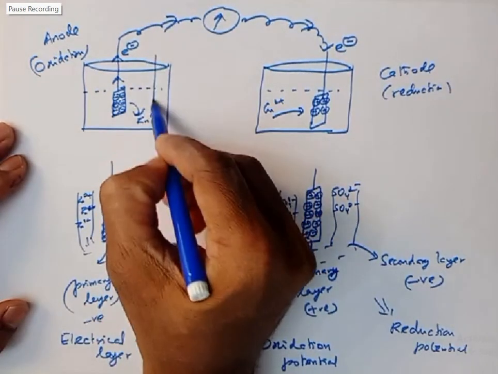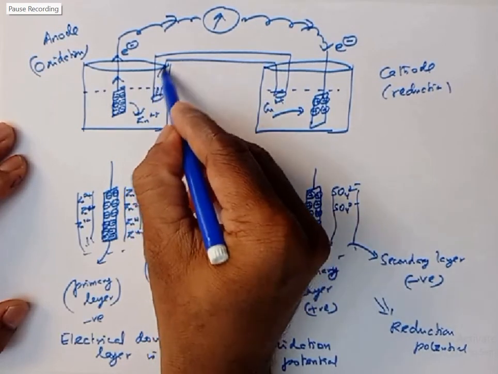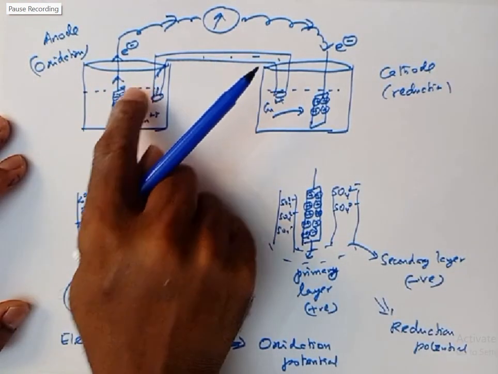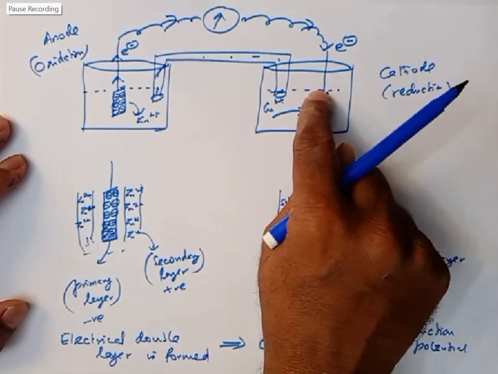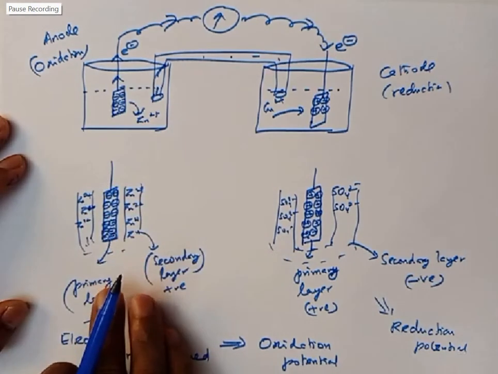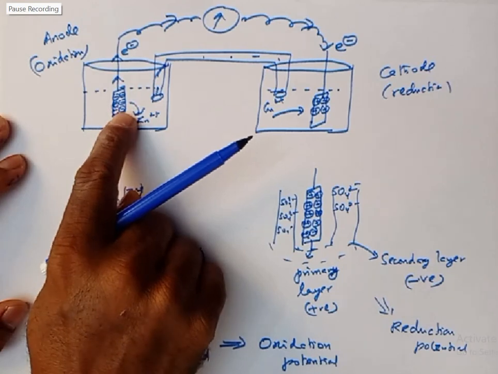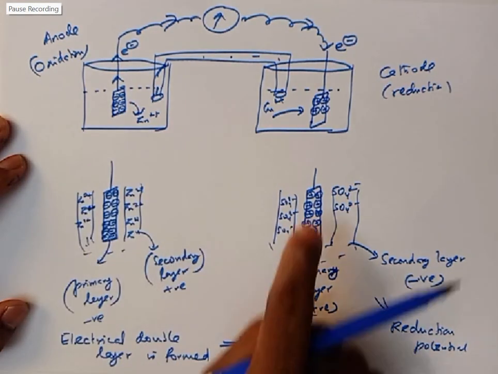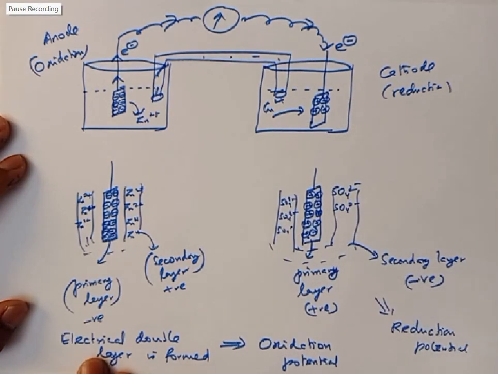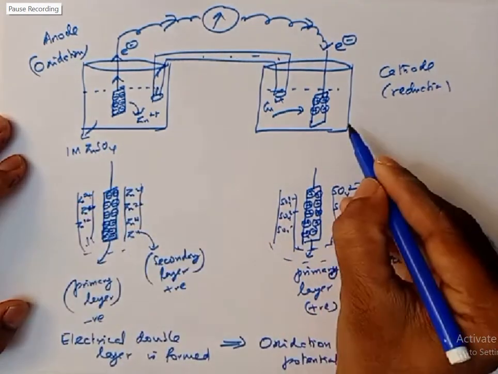Students, observe carefully. This is the salt bridge. So here you will get an electrical double layer due to oxidation. Here also you will get an electrical double layer due to reduction. And because of the electrical double layer you will get a potential, right? Due to oxidation you get an electrical double layer, and that potential is called oxidation potential, and due to reduction you will get a potential here that is called reduction potential. And students, we have taken 1 molar zinc sulfate here and 1 molar copper sulfate here.